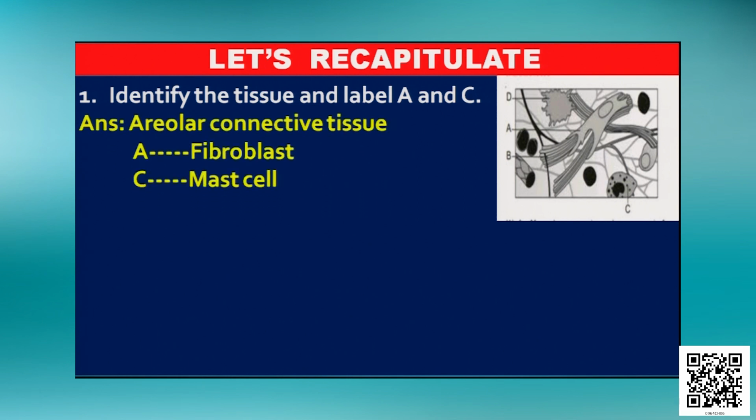So, here is the answer. The tissue is areolar connective tissue. A is fibroblast and C is mast cell. Let us come to the second question.